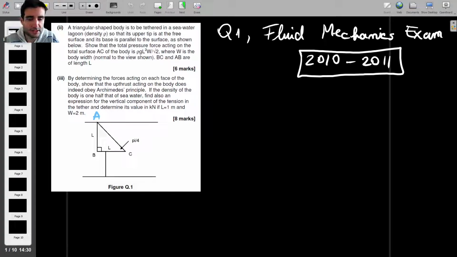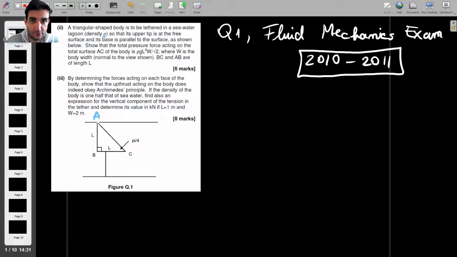We're dealing with a triangular shaped body, which is tethered in a seawater lagoon. We're not given any numbers in this question, but we know the water density is rho. We know the upper tip of this prism is just touching the water surface, and the base, which is side BC of the triangle, is parallel to the free surface.